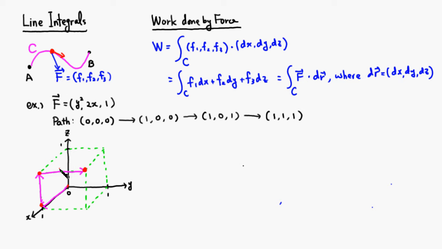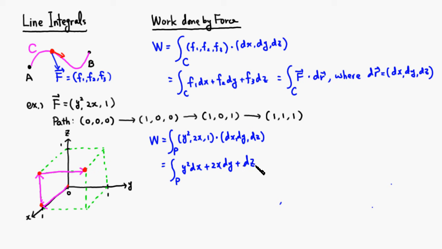So let's find the work along this path. Since it's called a path, I'm going to call it P. Then you have y squared comma 2x comma 1 dotted with dx, dy, dz, which is an integral over this path P of y squared dx plus 2x dy plus dz. So let's look at the first path here.